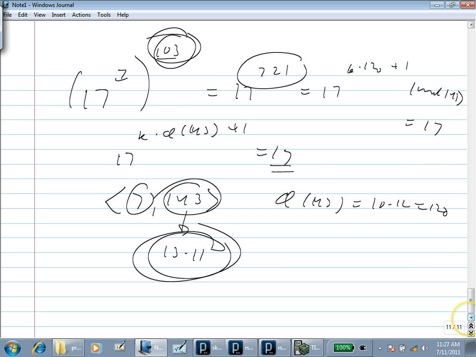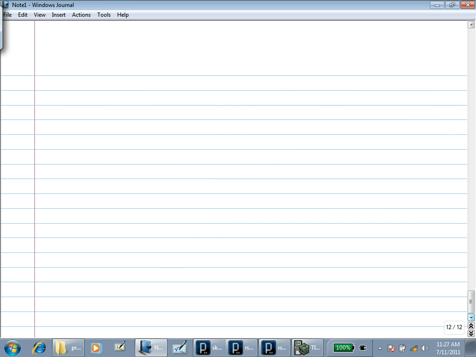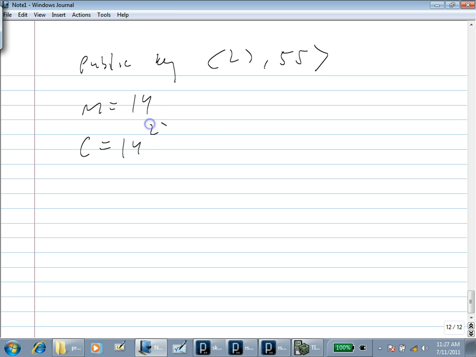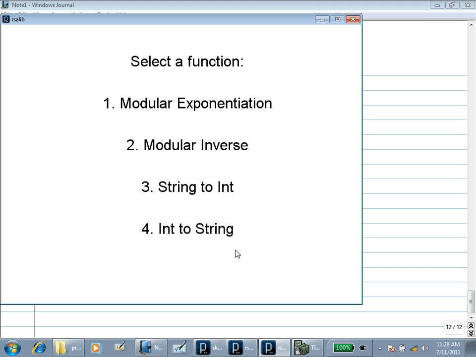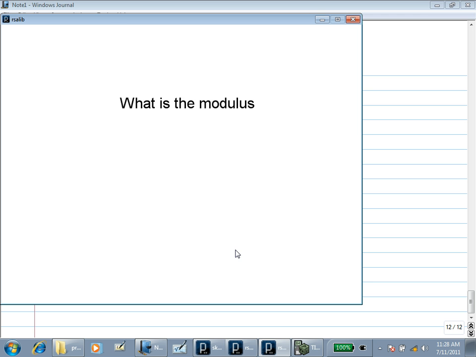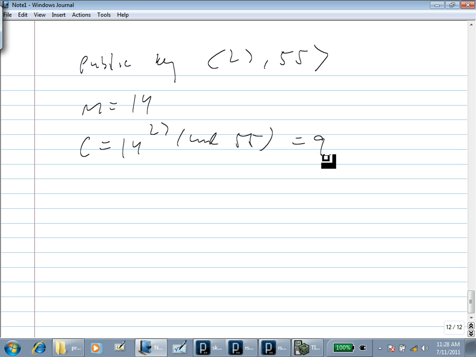I think I'll put up another example just so that you have another example for you. So let's say that someone's public key was 27, 55. And somebody wants to send the message 14. So they encrypt it by doing 14 to the 27th power mod 55, which I'll do over here. Out comes the number 9. They send that number to Alice.